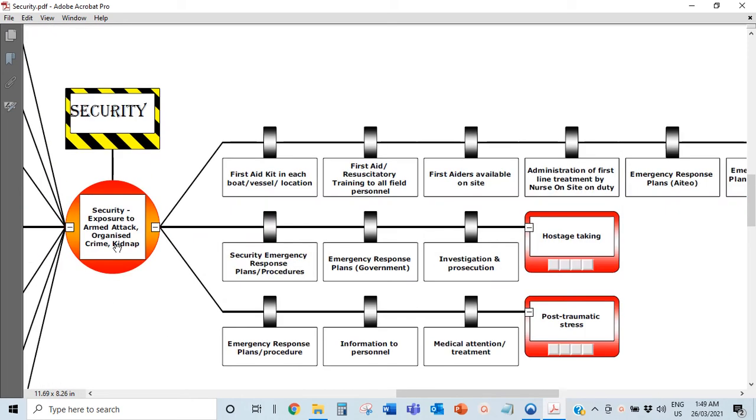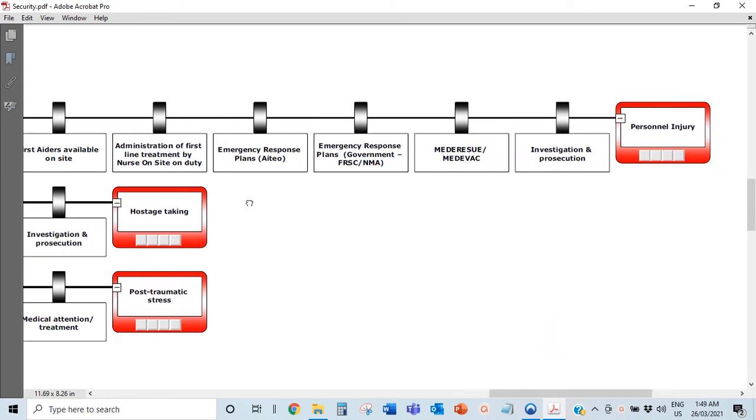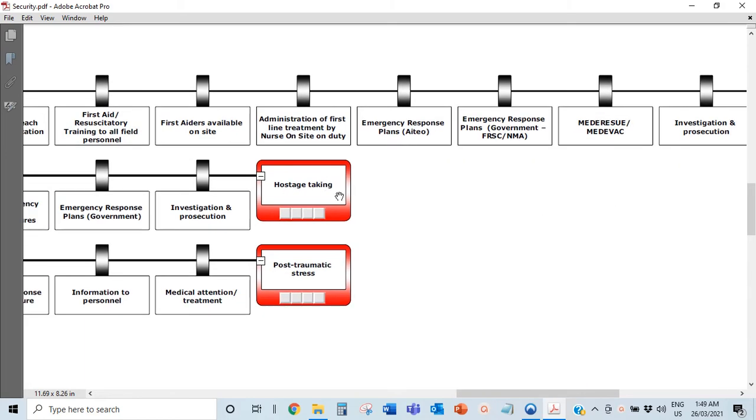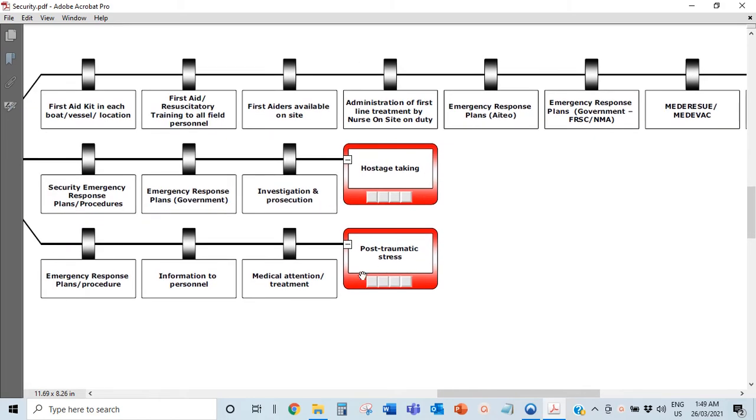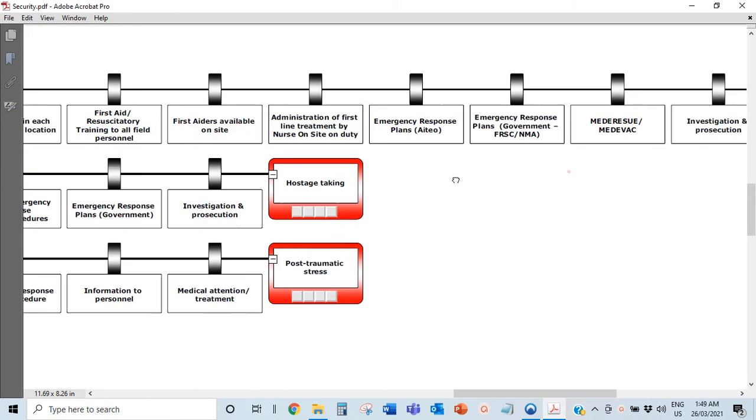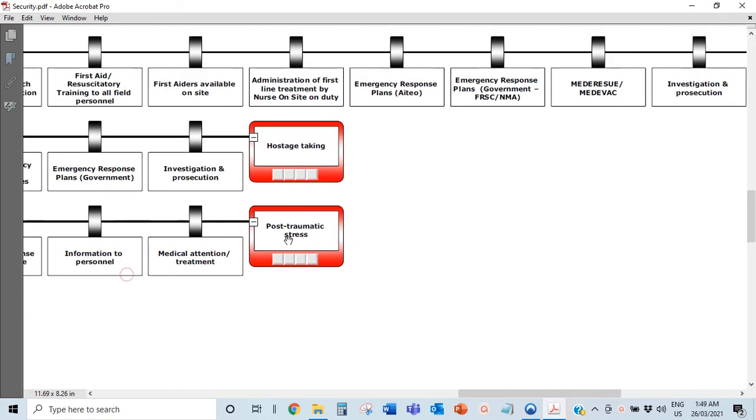So after this has happened, how do you make sure that everyone is okay before it escalates to the actual consequence, which is either personnel injury, it could be a fatality also, it could be hostage taking, that means they've been kidnapped, it could be post-traumatic stress. So that's where this has happened. How do you prevent it getting to this three?